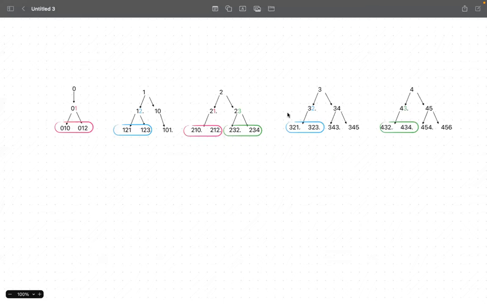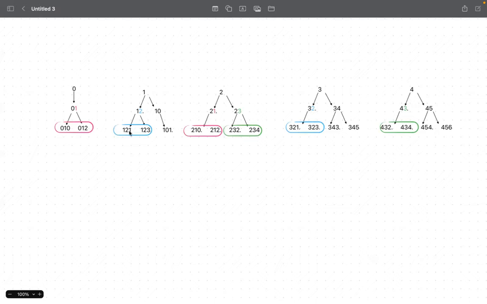Guys, for recursion, I have created this diagram for you. If I'm starting to create numbers with 0, then we can add 1 after 0, and then we can add 0 or 2. Same thing, if I am starting with 1 as MSB, then this is how the recursion tree will look like. So after 1, you can include 2 or 0.